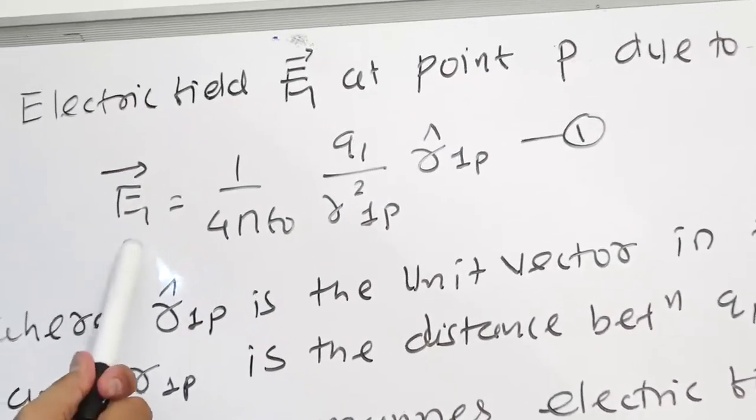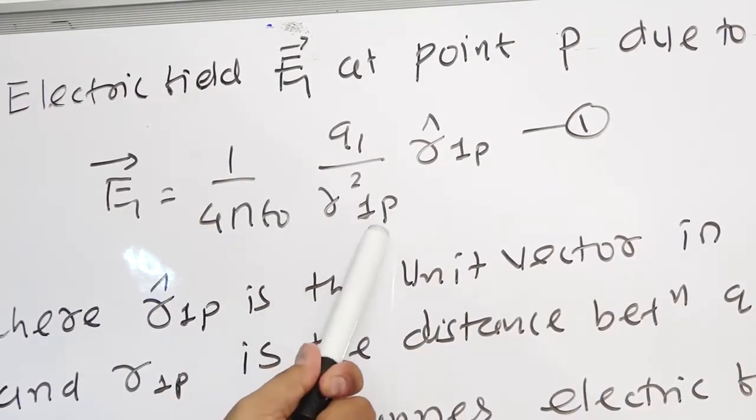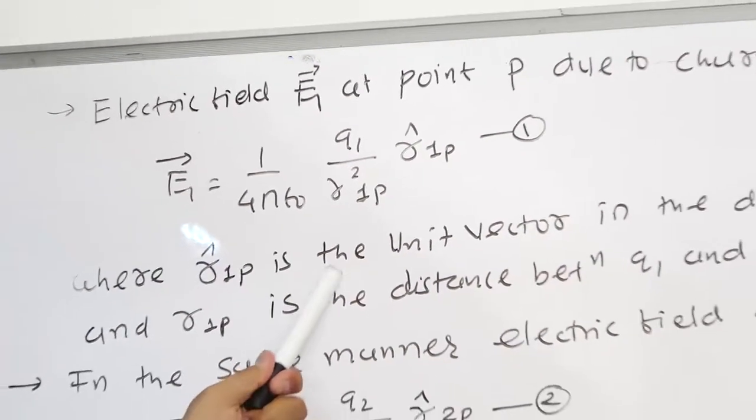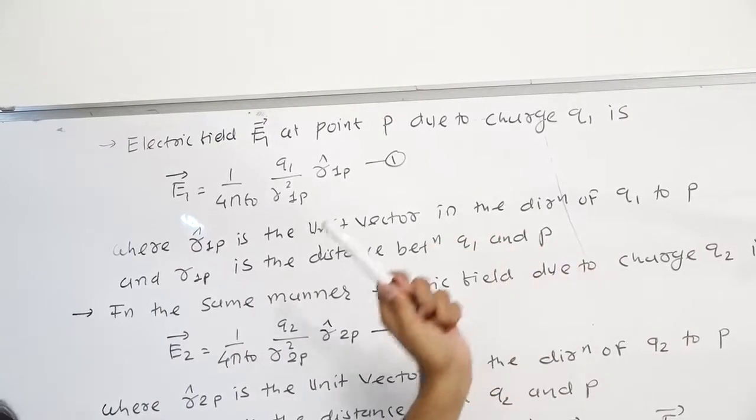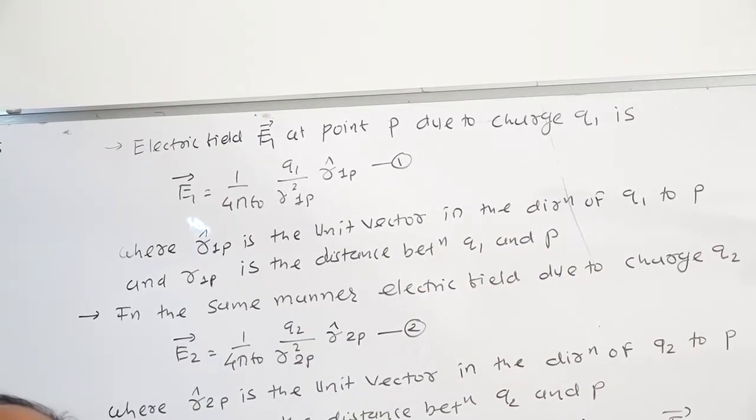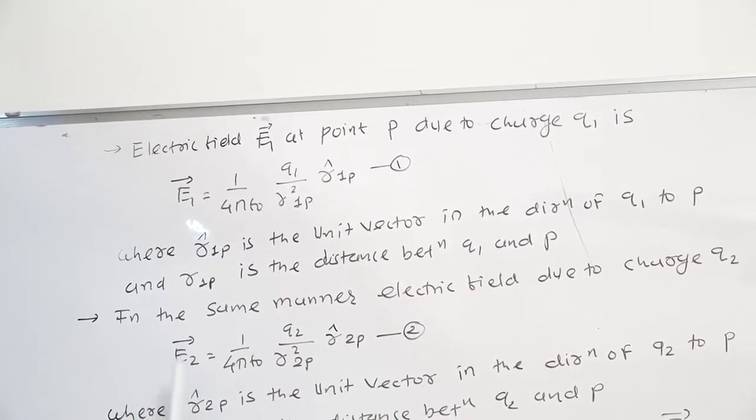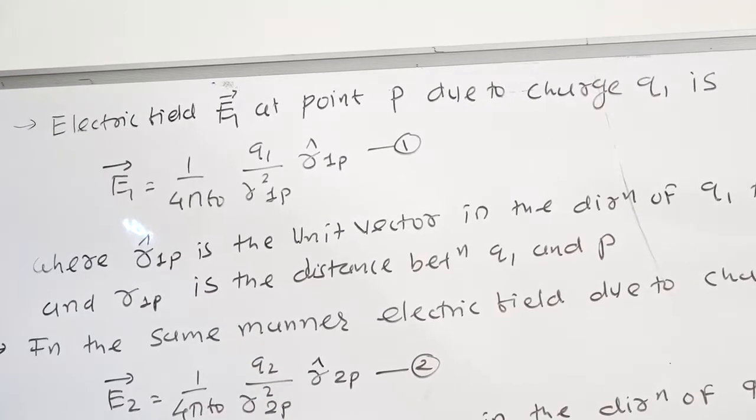Therefore, we write vector E1, that is Q1, and the distance between them is R square 1P, R cap 1P. Where R cap 1P is the unit vector in the direction from Q1 to P, and R1P is the distance between Q1 and P.